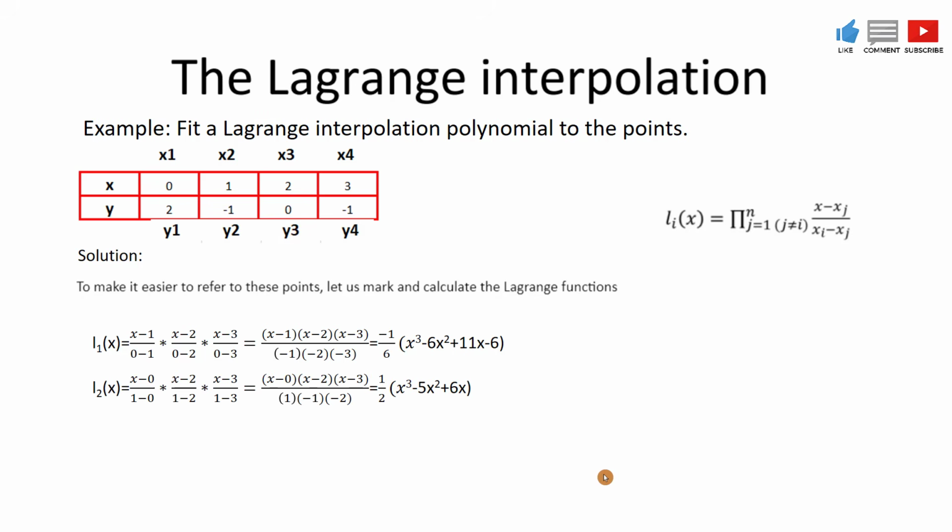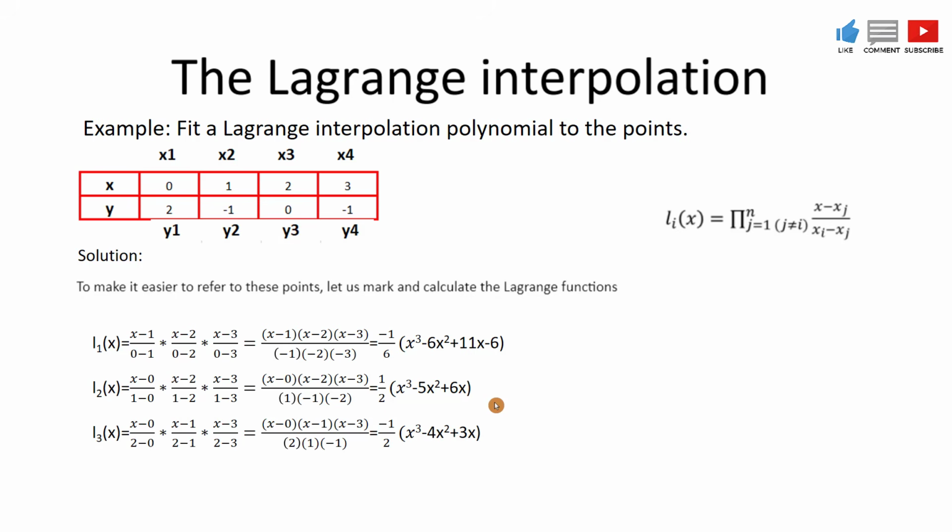For the second one, this time x2 will be fixed. So x minus 0 over 1 minus 0, multiplied by x minus 2 over 1 minus 2, multiplied by x minus 3 over 1 minus 3. And also the multiplication of the numerator is x minus 0 multiplied by x minus 2 multiplied by x minus 3, over 1 multiplied by minus 1 multiplied by minus 2. The result of the denominator is equal to 1 over 2, and the result of the multiplication of the numerator is equal to x cubed minus 5x squared plus 6x. That is the second Lagrange function.